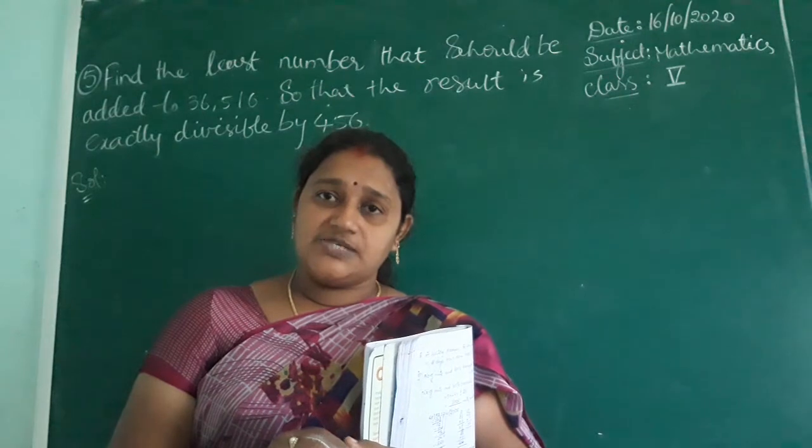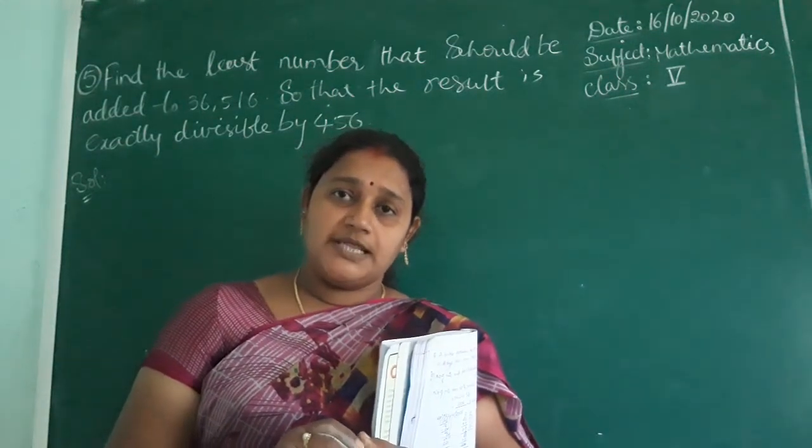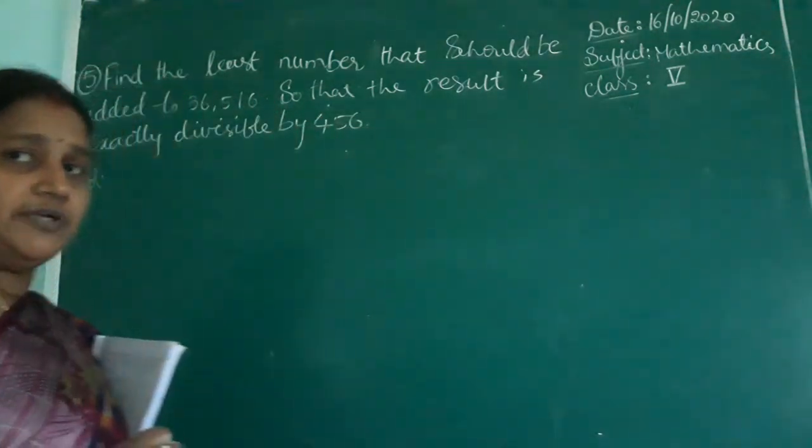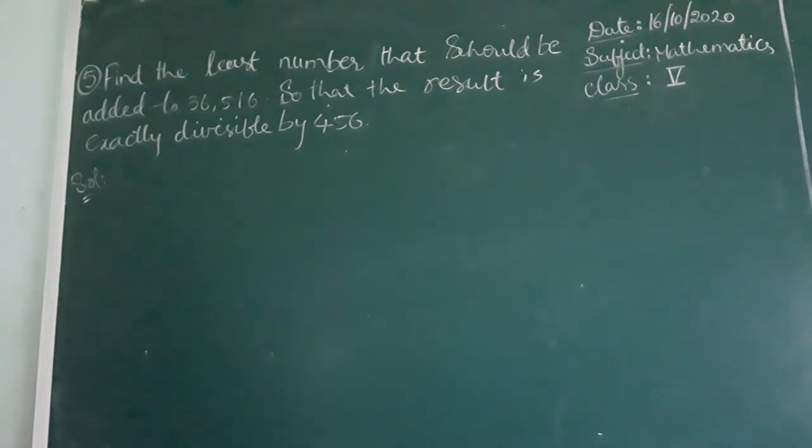Okay, in the previous class we completed 4 word problems, and now I am going to start the 5th word problem. What is the question? Find the least number that should be added to 36,516 so that the result is exactly divisible by 456.